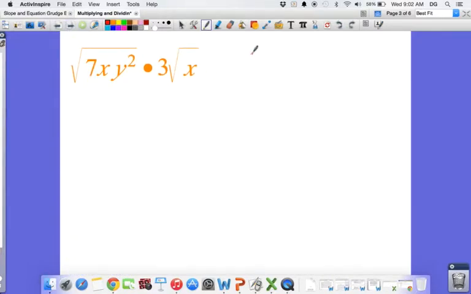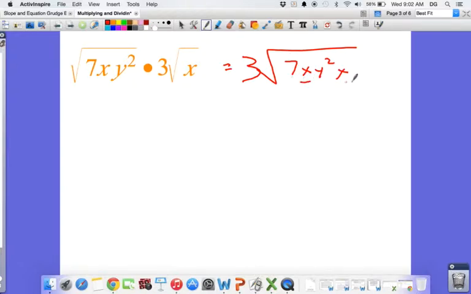Let's do another one. Again, a little bit more complicated. So first, let's do the first step of combining everything underneath our radicals together. So I will have the square root of 7xy squared. I'm just going to throw in this other x on the end. And I still have this 3 on the outside. So this is 3 times the square root of 7xy squared times x again.